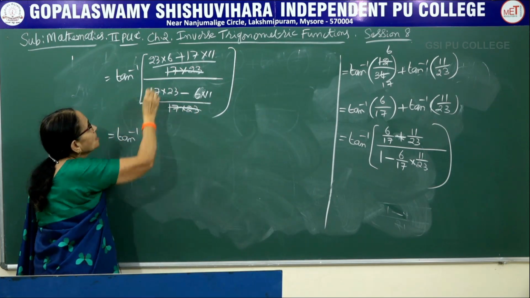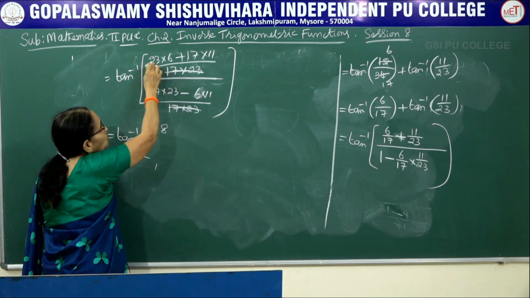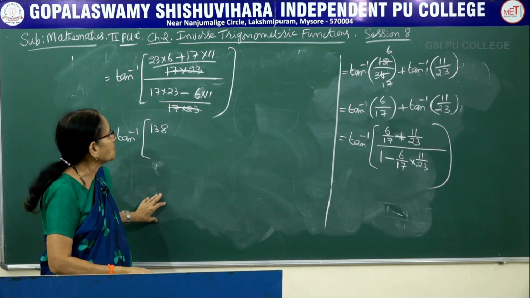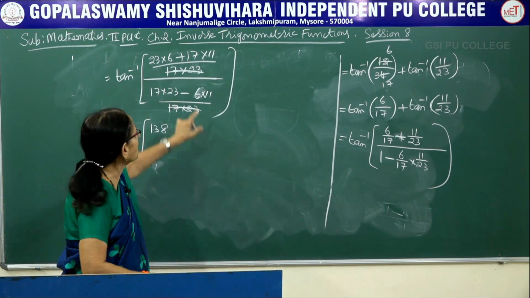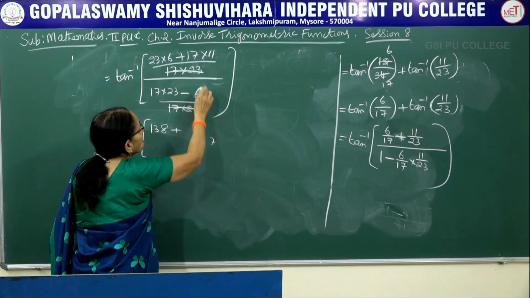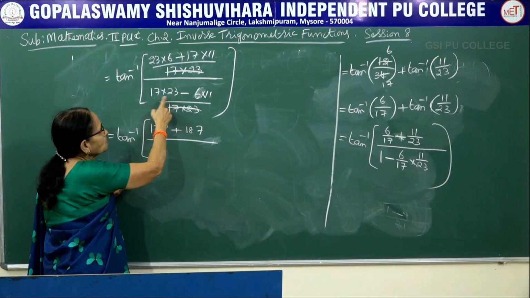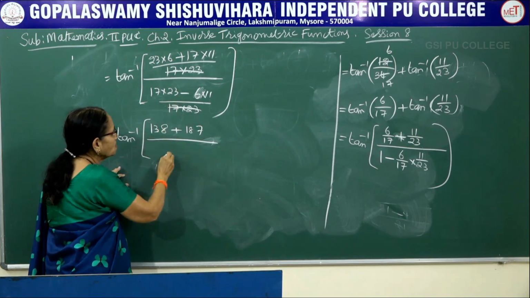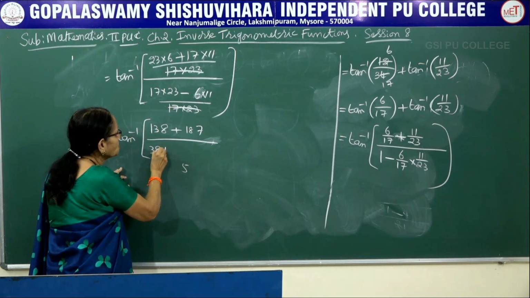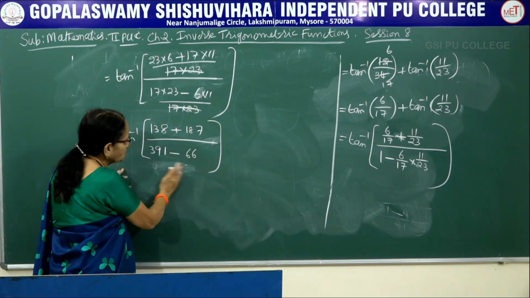Tan inverse of 6 into 23. 6 3s are 18, 1 carry, 6 2s are 12 plus 1, that is 13. So we are having 138. Next is 17 into 11. So 11 7s are 77, 11 1s are 11 plus 1, 18. Okay. Next is multiply this one. 17 into 23. 17 3s are 51, 5 carried. 17 2s are 34 plus 5, that is 39. Minus 11 into 6, that would be 66.